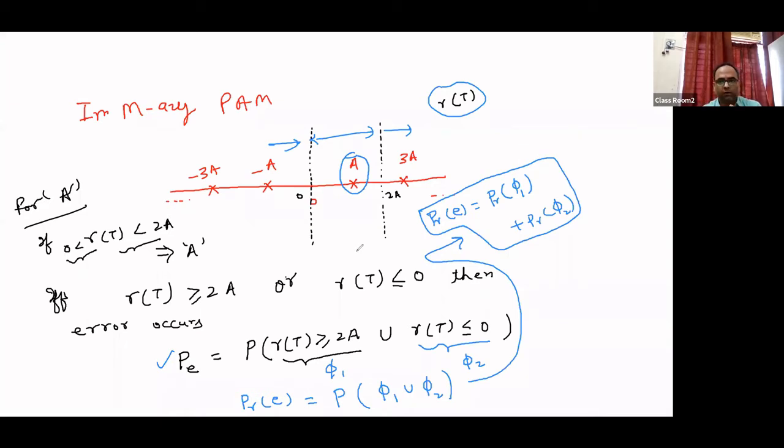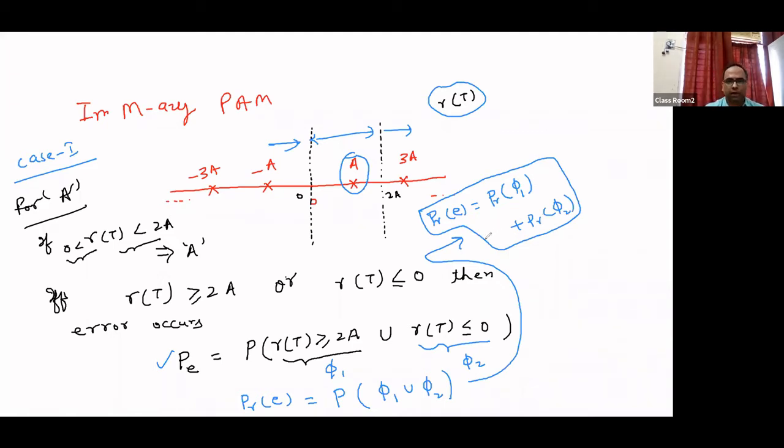And see, this is our case 1, because A is the internal point. A is an internal point because A has a boundary on both sides, meaning A has a boundary at 2A as well as a boundary at 0, right? So this is an internal point. So we are in case 1, where we are calculating the probability of error of internal points in M-ary PAM, right? You can generalize it also: the probability of error of internal points can be written as the probability of phi 1 plus the probability of phi 2.